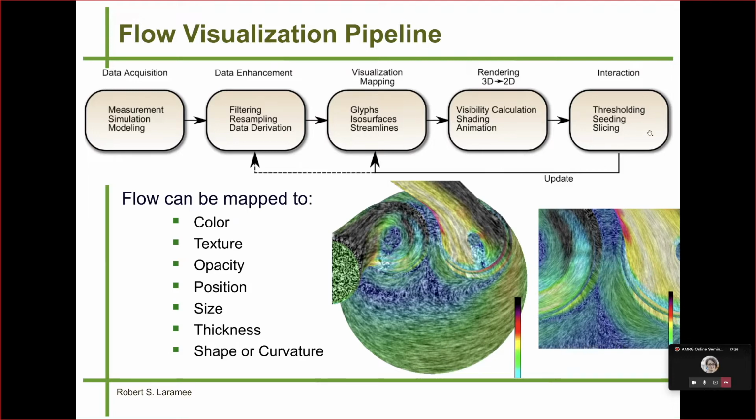And then, of course, there's interaction. This is one of the major, let's say, areas of research in visualization. How can you provide interaction techniques that are helpful, that allow the user to, for example, perform queries, make selections, or perform some sort of exploration of very large, complicated simulation data sets, right? And we can map data to color, texture, opacity, positions, sizes, thicknesses, shapes, and curves. Those are our basic tool set that we use.